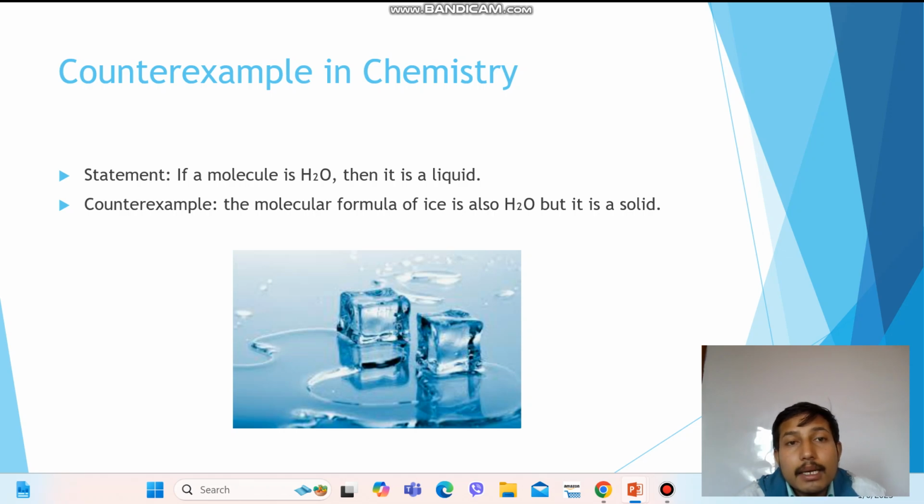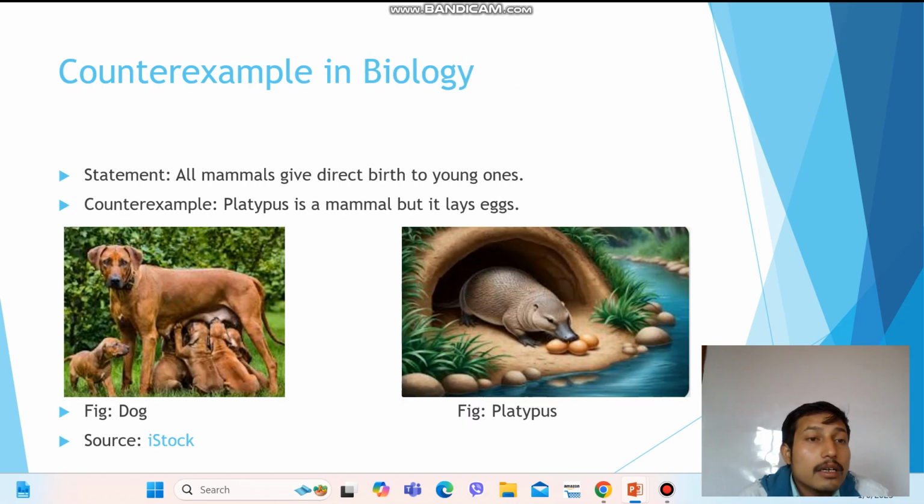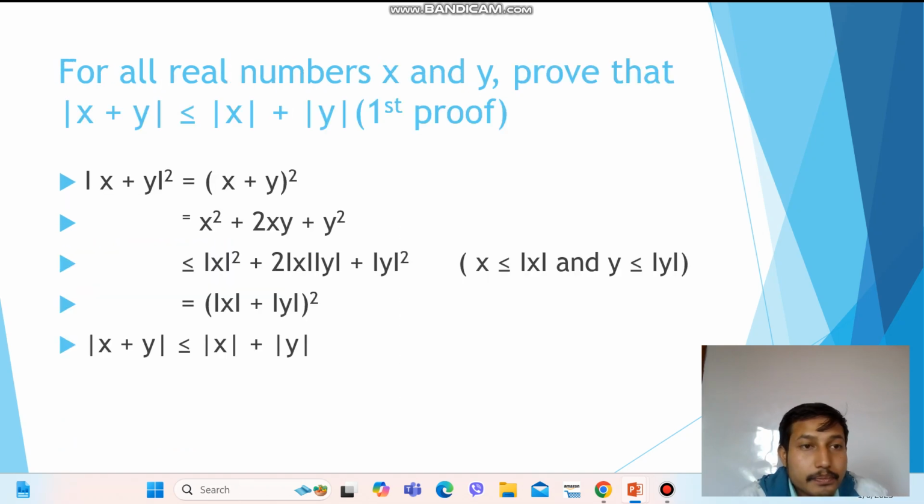Let's take the counter example in chemistry. The statement is if a molecule is H2O, then it is a liquid. The counter example of this statement is the molecular formula of ice is also H2O, but it is a solid. Now let's take the example of counter example in biology. The statement is all mammals give birth directly to the young ones, and the counter example of this is the platypus. Platypus is also a mammal, but it lays eggs. So this is the counter example of the statement.